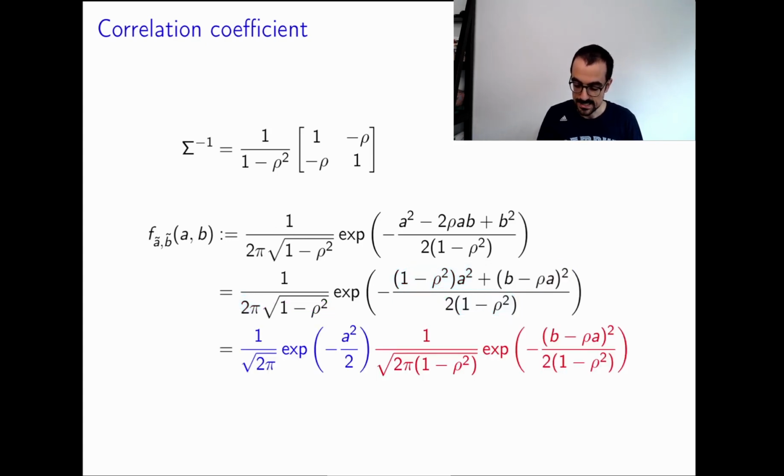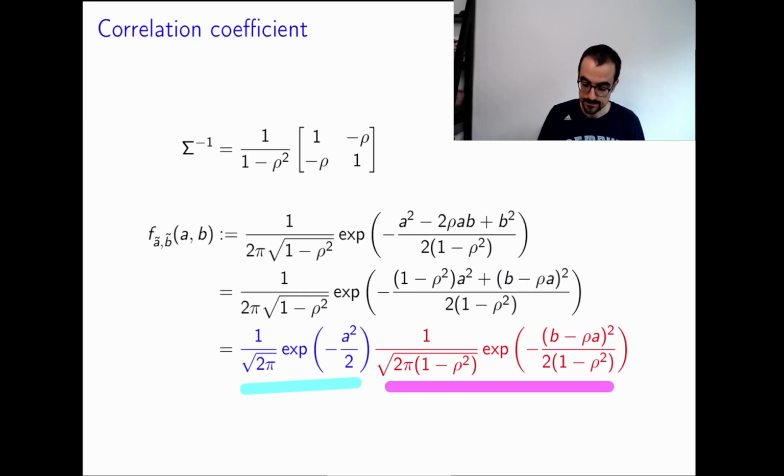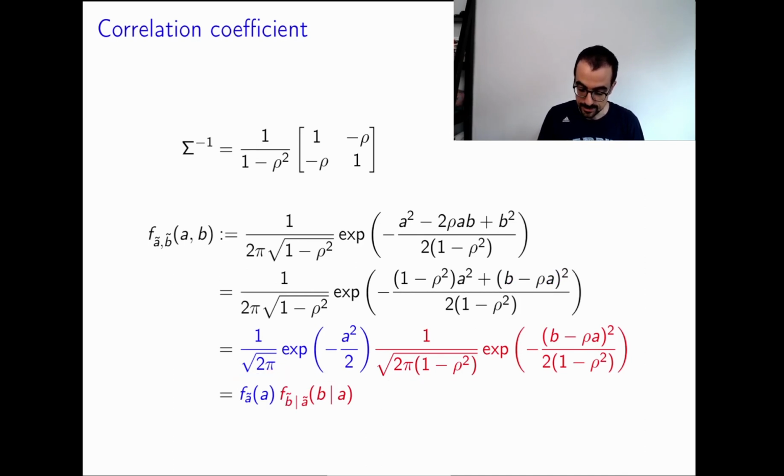So I can split this into the product of exactly the marginal of A, where I've taken this term out, and another term which has to be the conditional. This is the marginal, and we can see that for two reasons. First, we know from the formula for marginals of Gaussian random variables that the marginal is like that. So if we divide by the marginal, we get the conditional. But also, we can figure out that this is a valid density with respect to B. It's just a Gaussian with mean rho A and standard deviation square root of 1 minus rho squared.